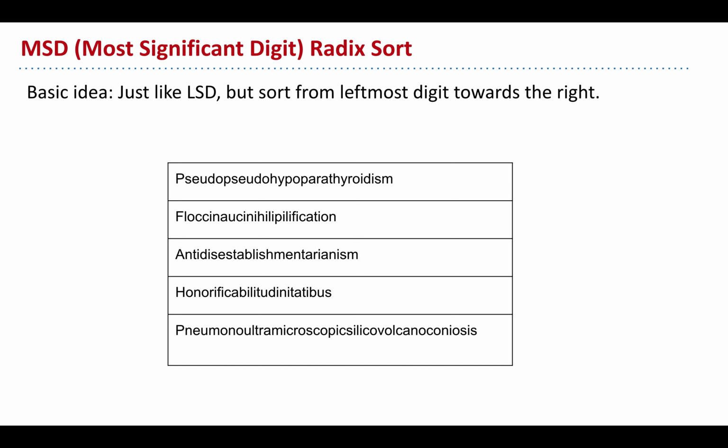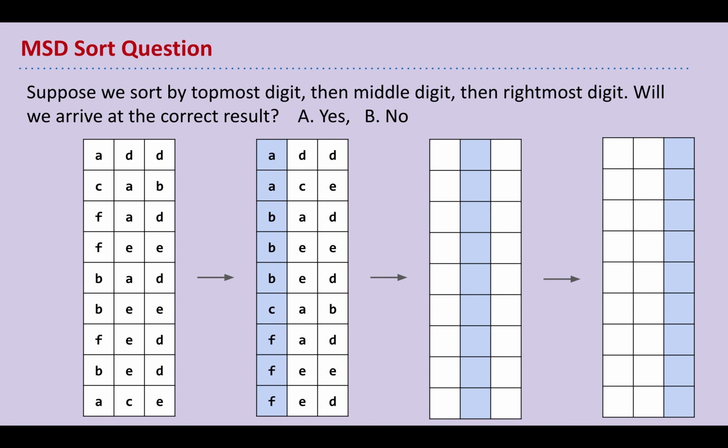If we start at the most significant digit, since we know that has the most power over the rest of the digits, maybe we'll get things sorted a lot sooner, right? So here's what we'll do. Let's start with the topmost digit, and then the middle digit, and then the rightmost digit. And if you had more middle digits, you can sort all those too. But will we arrive at the correct result?